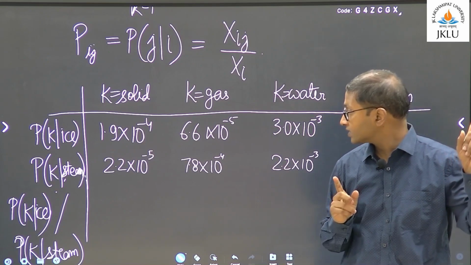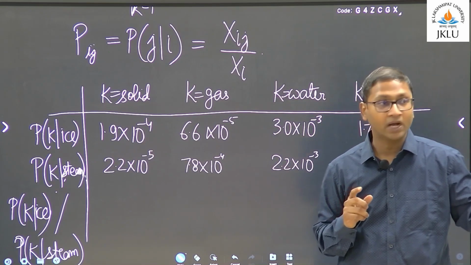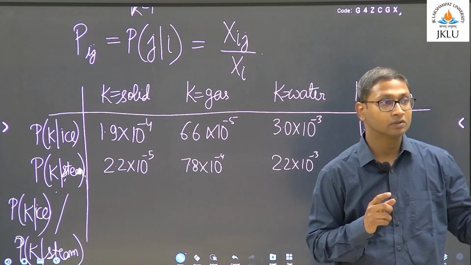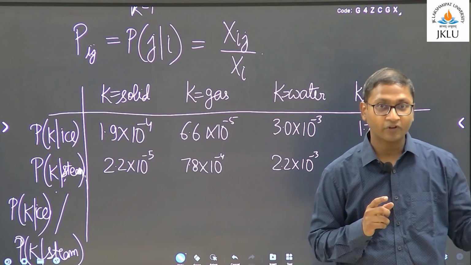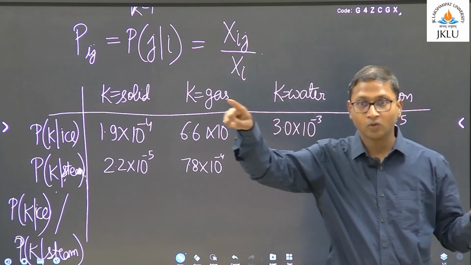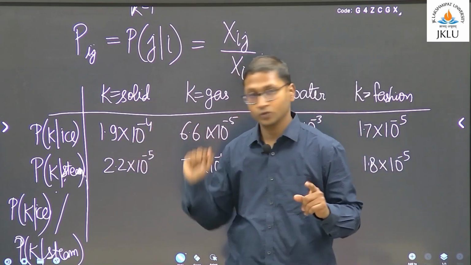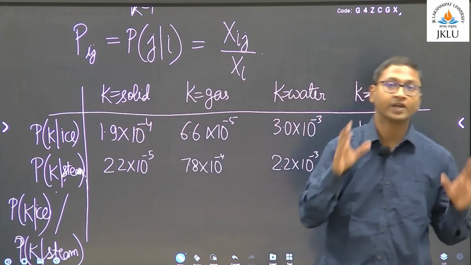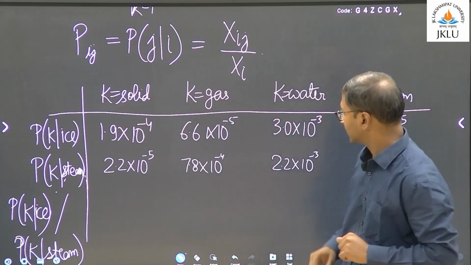Xij. So what is X of ice comma steam divided by X of ice? Now what is X of ice? Summation of the whole row. So that number gives you this one, and similarly all these things. So these probabilities, as I said, are very specific to the corpus.